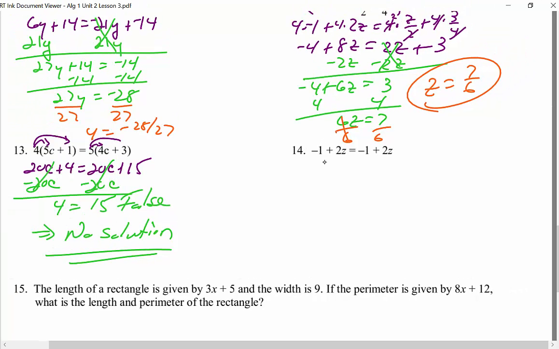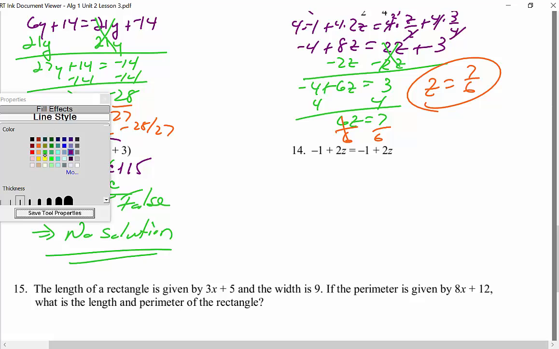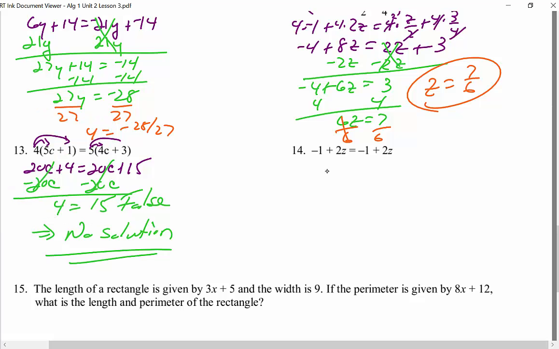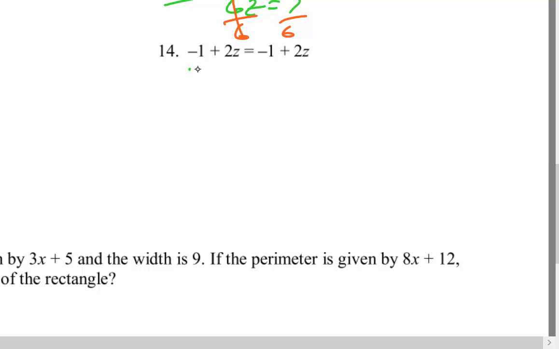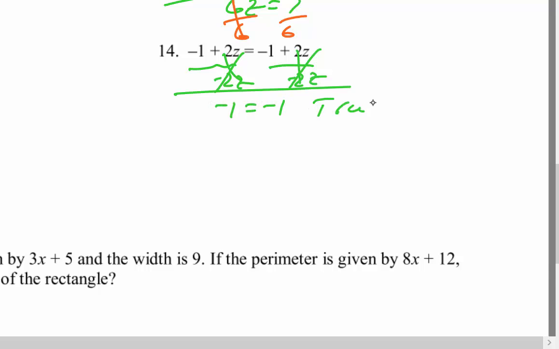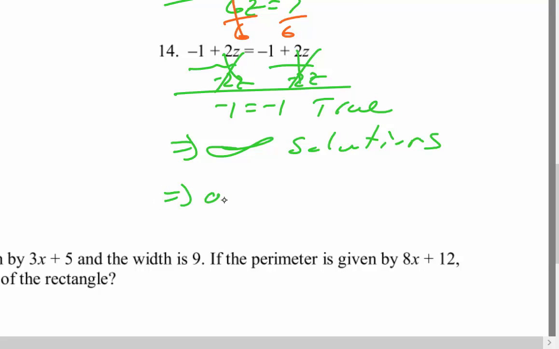Here we go. Everything's ready. There's nothing to simplify. We can go right into that whole subtracting 2z from both sides. So before you begin, notice the guy on the left and the guy on the right are identical twins, right? So when you subtract 2z from both sides, they go away, and you end up with negative 1 equals negative 1. That is a true statement, which implies there are infinite solutions. So the answer is all real numbers.